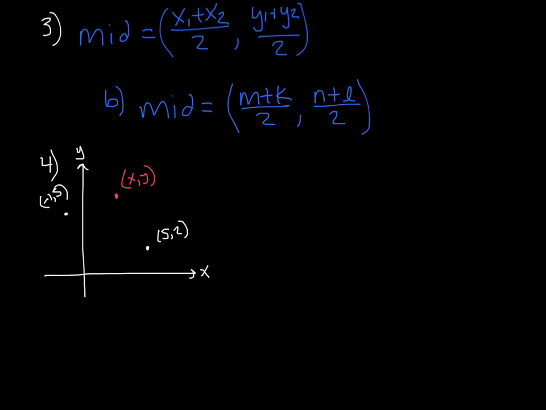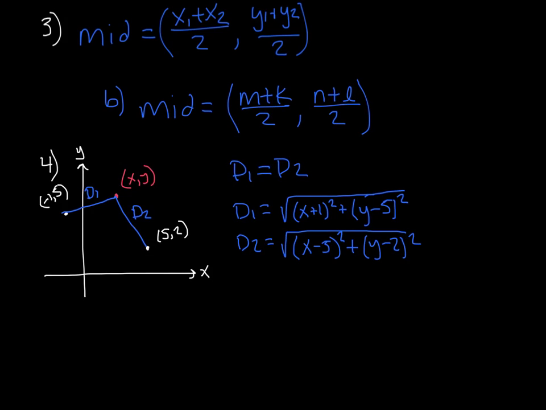So for 4, we're given 3 points, (-1, 5), (5, 2), and (x, y). And we're asked to write an equation that determines the distance from (x, y) to (-1, 5), and then a separate equation that asks us to find the distance from (x, y) to (5, 2). So I've just drawn those representations of those distances in, and we're asked to say that (x, y) is equidistant from both those points, so that would mean that d1 is equal to d2. So if I write out equations for these distances, it should look something like this.